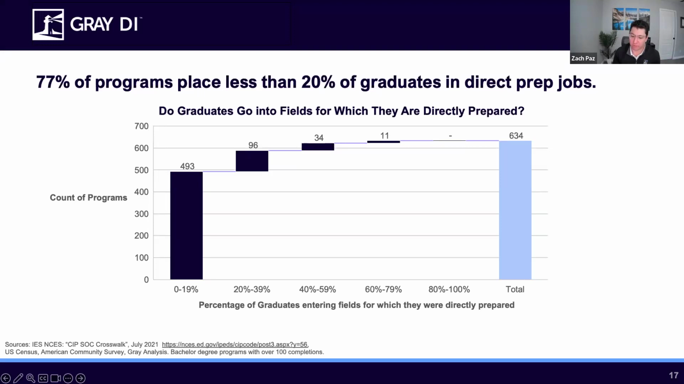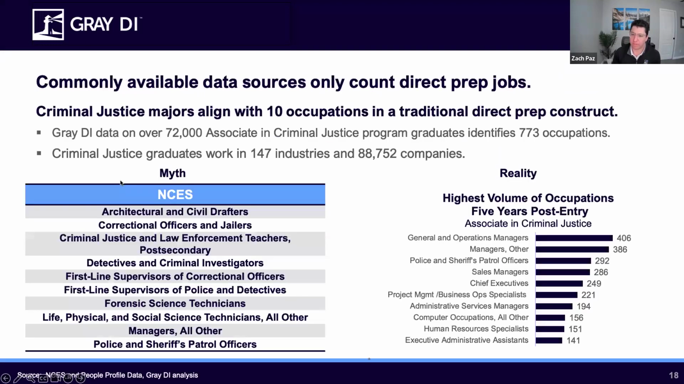And one that we looked into recently was criminal justice majors. If you look at criminal justice, there's a line with 10 occupations, and here are the 10 occupations. But what we found is that when we analyzed 72,000 graduates, they go into 773 different occupations, right? There's 147 very detailed industries, and they go to 88,000 different companies.